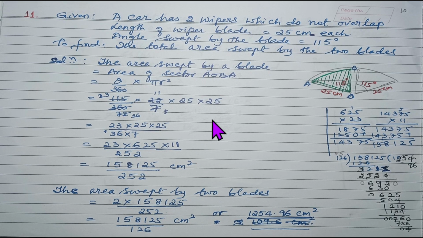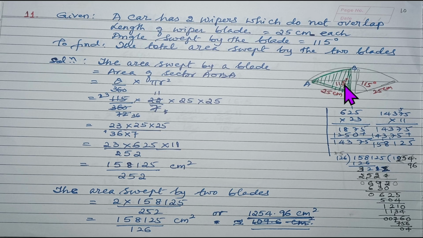Now coming to the next example, example number 11, we are given a car. A car has two wipers. You know that there are wipers on a car. So a car has two wipers which do not overlap. There is one wiper on the left hand side, one on the right side. They do not overlap, and the length of the wiper blade is 25 centimeters each, and the angle swept by the blade is 115 degrees. So one blade sweeps 115 degrees, the other blade also sweeps 115 degrees.